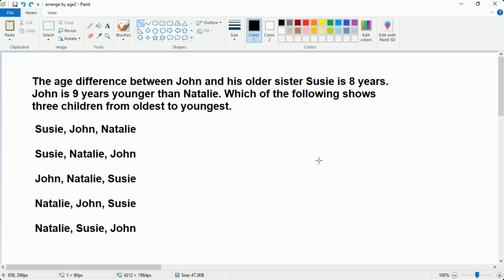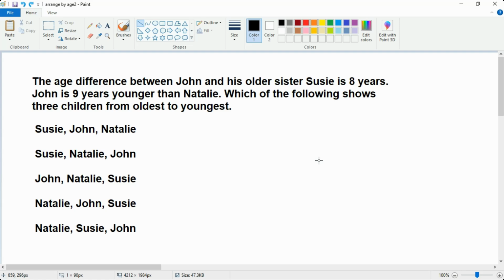The age difference between John and his older sister Susie is 8 years. John is 9 years younger than Natalie. Which of the following shows 3 children from oldest to youngest? So in this case, there are two ways we can solve. The first one will work for simple problems where we have to arrange 3 or 4 kids by their ages. But I'll also explain a second method later on. So let's start with the simple method.